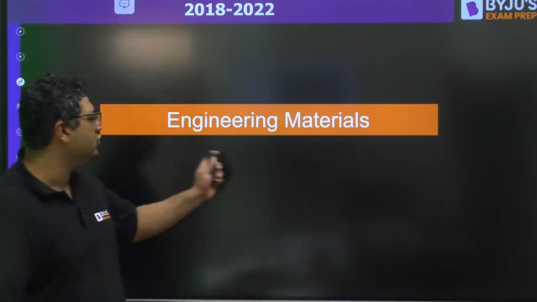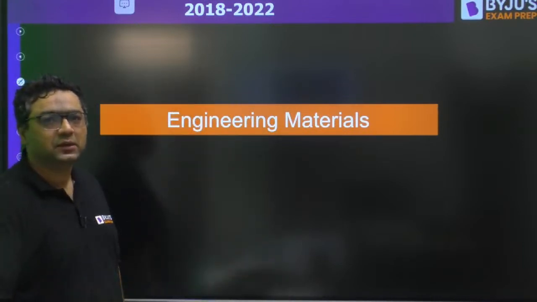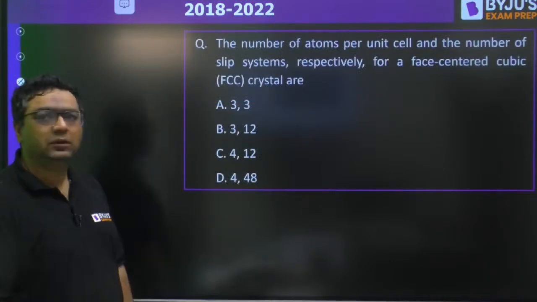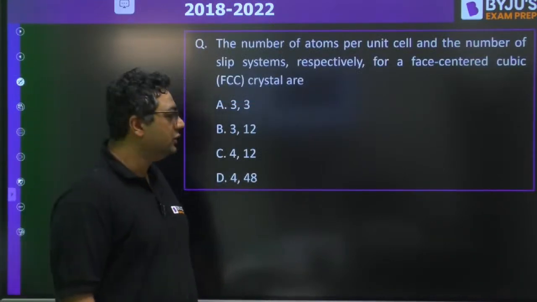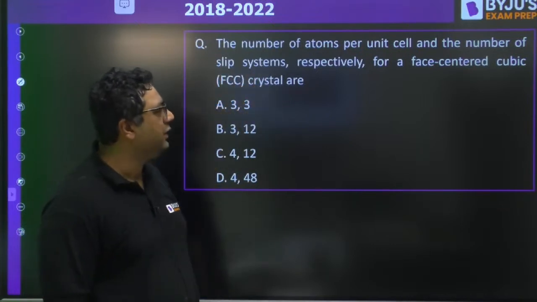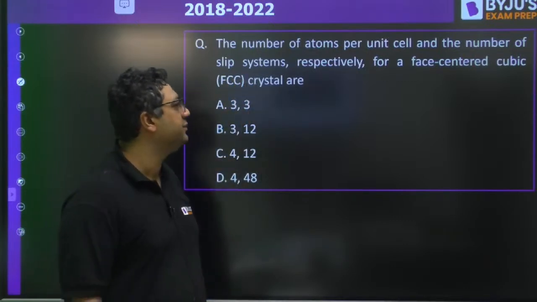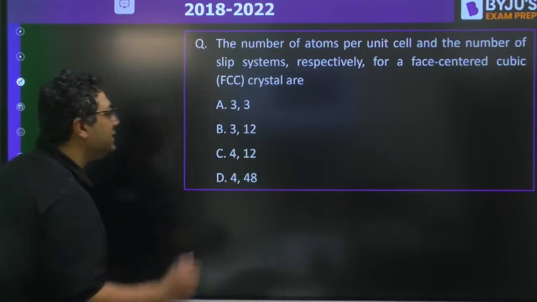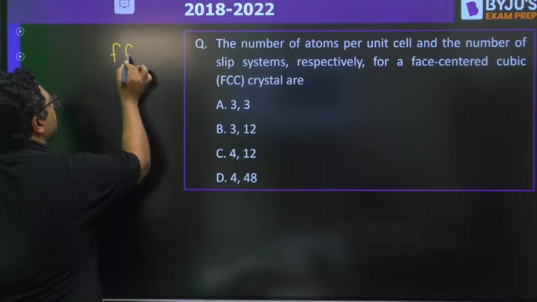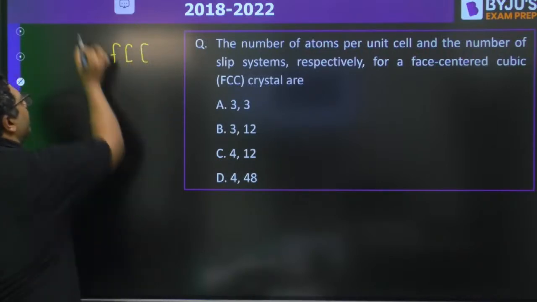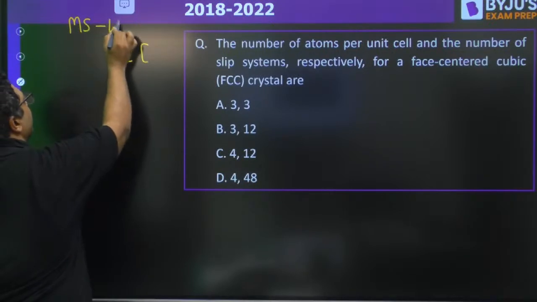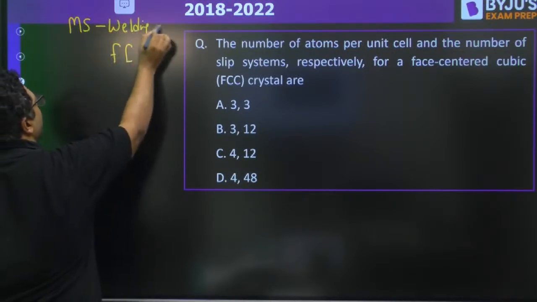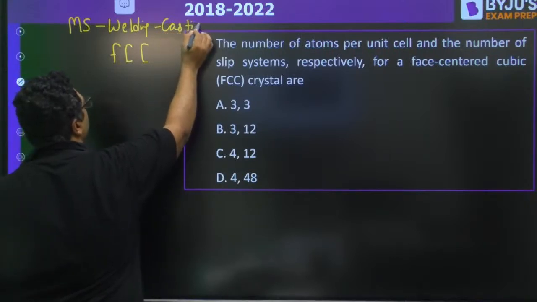Moving further guys, first of all we will have a question from engineering materials or material science. This is the very first question: the number of atoms per unit cell and the number of slip systems, respectively, for a face centered cubic crystal are. They have given us FCC. First we will see the question on material science. After material science, we will enter into welding technology, and after welding, we will enter into casting. So these three topics we will cover today.